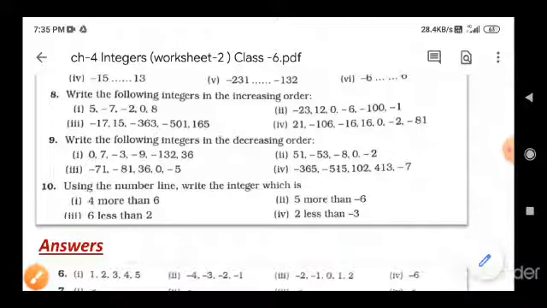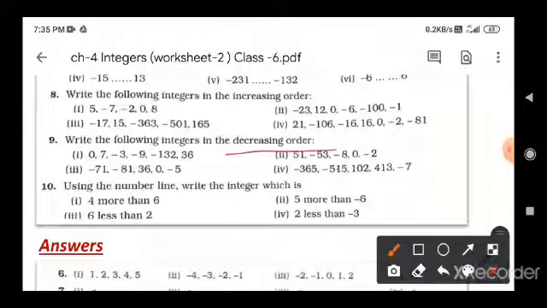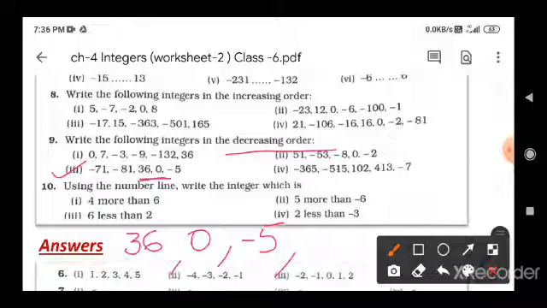In the same way, we can write in decreasing order. Decreasing, we have to write the bigger one first and then the smaller one. Let's take the third part only. So the bigger one, always positive. So out of 36 and 0, I think 36 and then 0. Now in negatives, the bigger number is actually the smaller one. So I hope you have understood that minus 5.